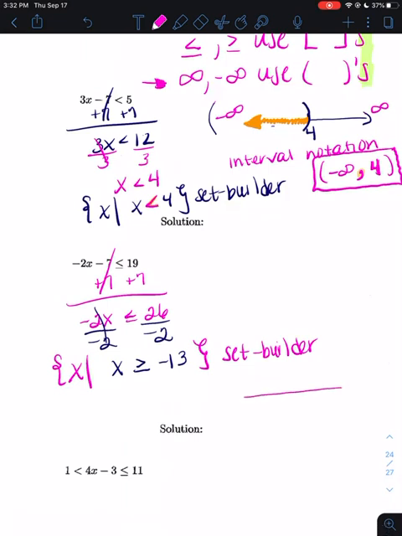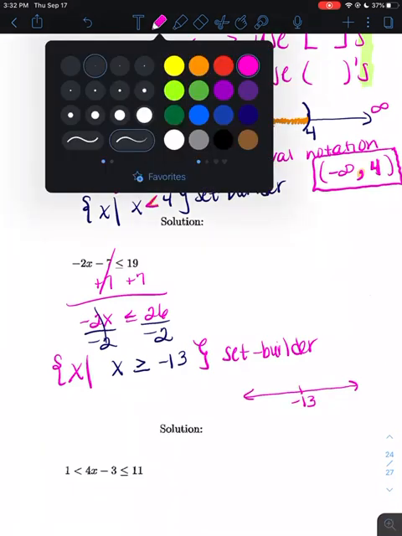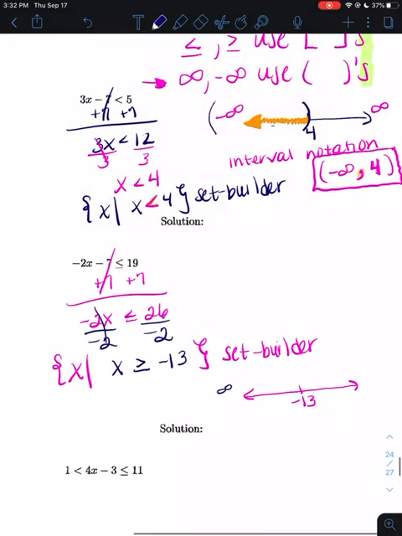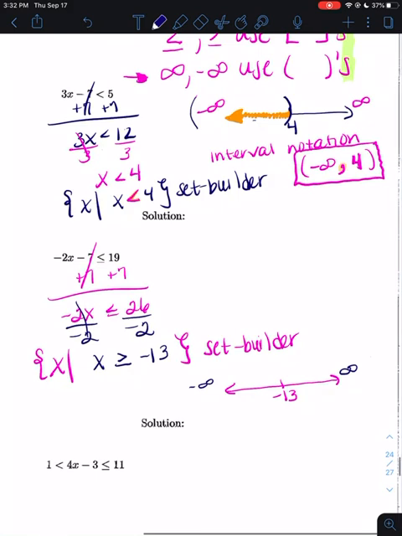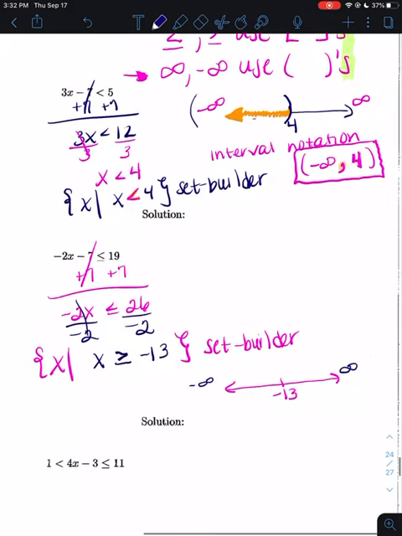Then I'm going to graph this. All right, so when you graph, the only number you care about is negative 13. Negative infinity goes down here, and this is infinity. Your symbol is pointing to the right, so you shade out here to the right, including the arrow. Now you have to block off your shading.